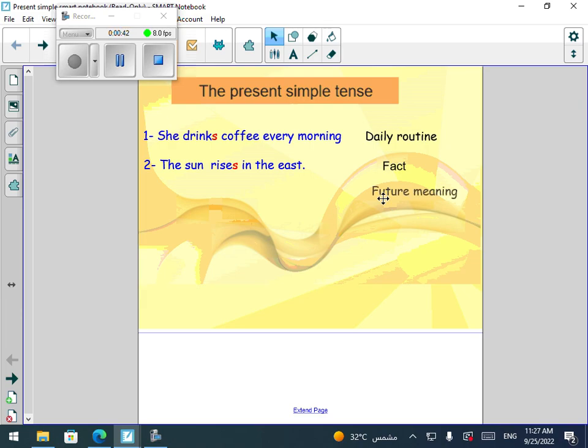Also, we are using the present simple with future meaning, if the sentence has a future meaning. For example, the film starts at 10 o'clock. So here we have a future meaning.